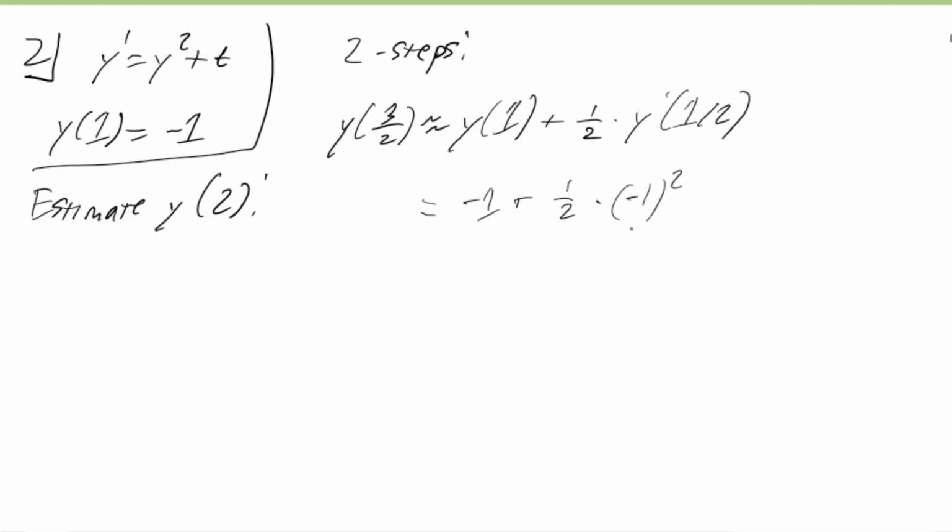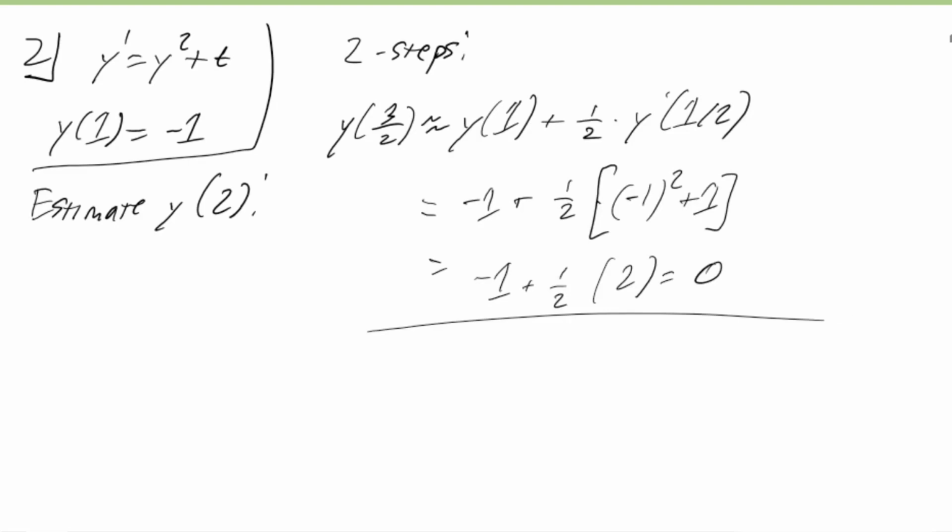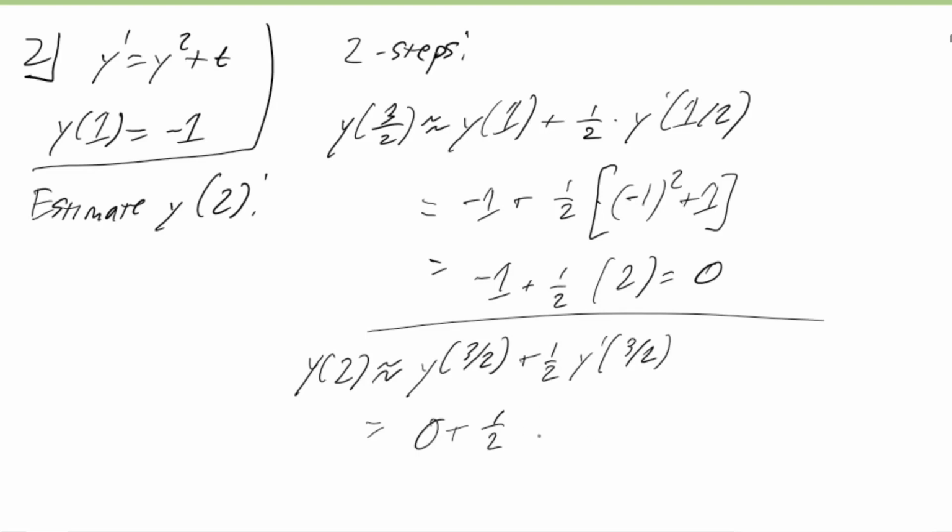So if we do it in 2 steps, then we could easily compute what y of 2 is. So this goes to show that Euler's method has plenty of applications in the real world, where you might be faced with certain differential equations whose solutions aren't nice and easy to compute.